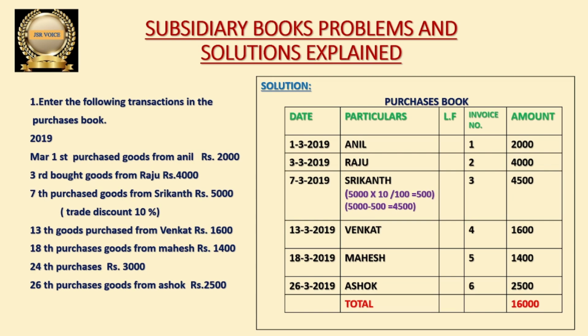Now we should do totals. So you have to add all the amounts in the amount column. Here you will get 16,000, and in particulars column you write total, and total amount you do, and you are getting 16,000. So that is the answer, total of purchase book.